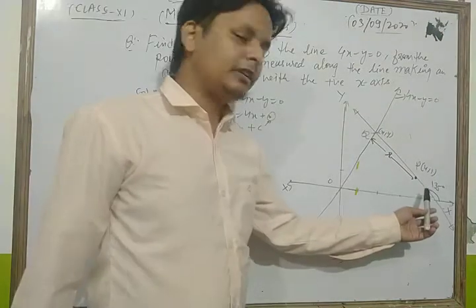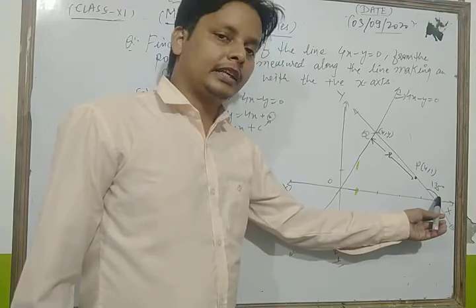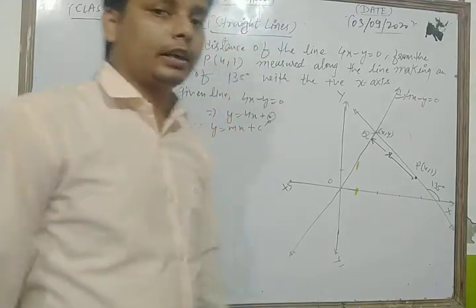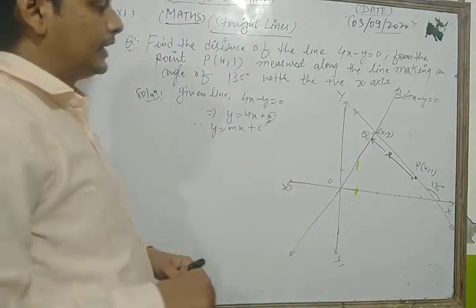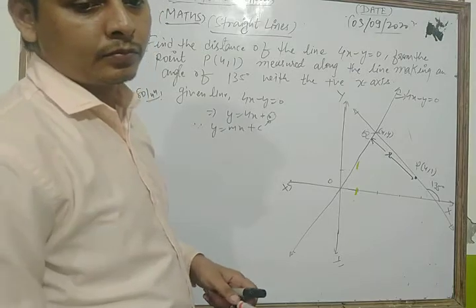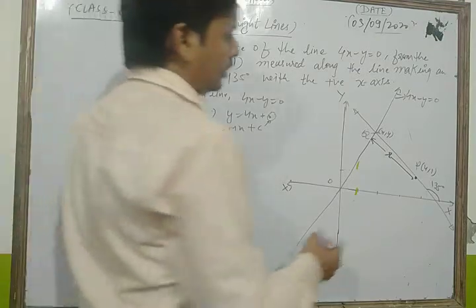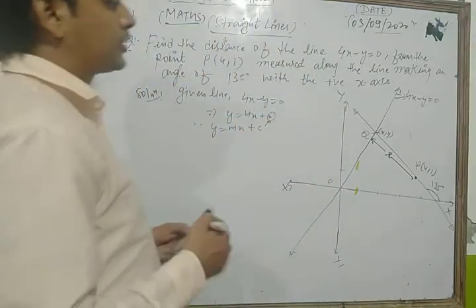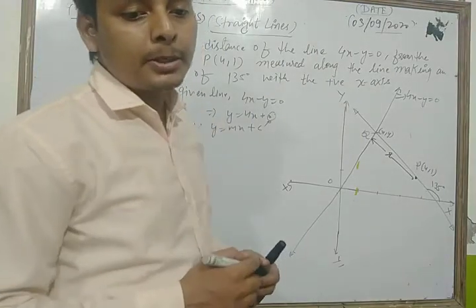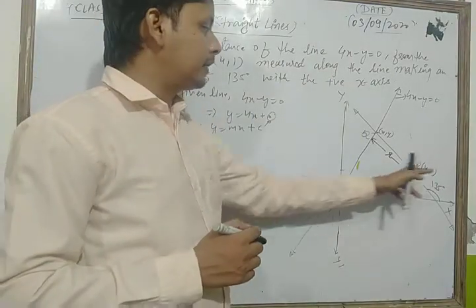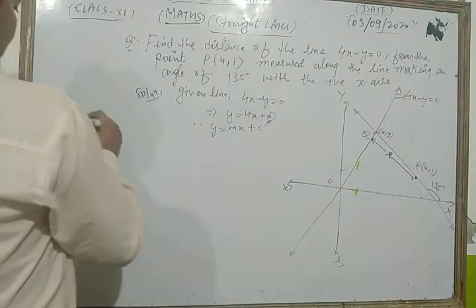Okay, that means the line is making an angle of 135 degrees with the positive direction of the x-axis. Now what do I do, dear students, let's see. So let us take now the equation in distance form. You know the equation in distance form of the line passing through (4, 1). Let's see.